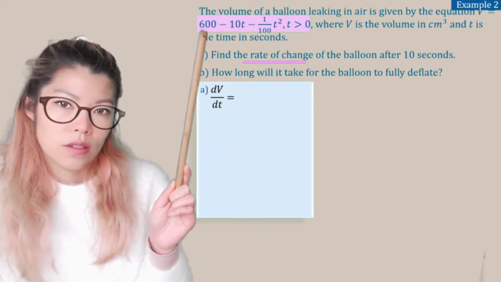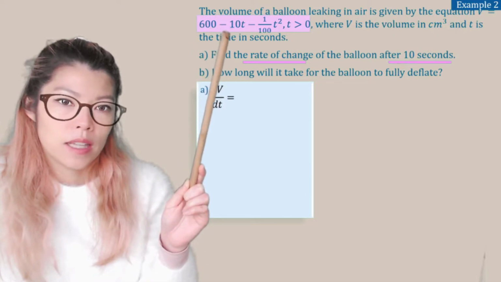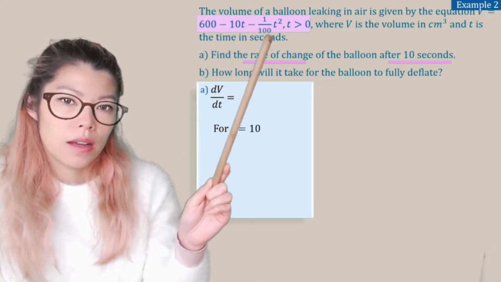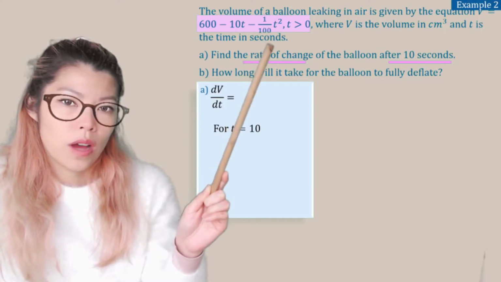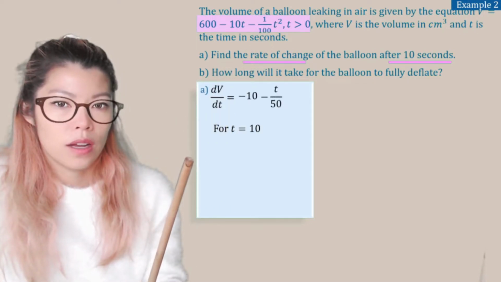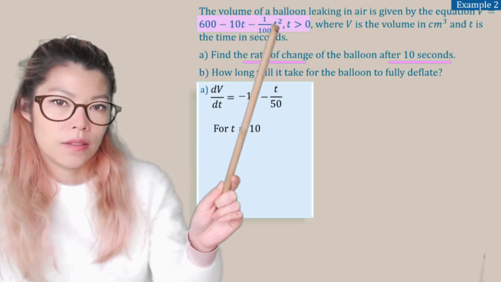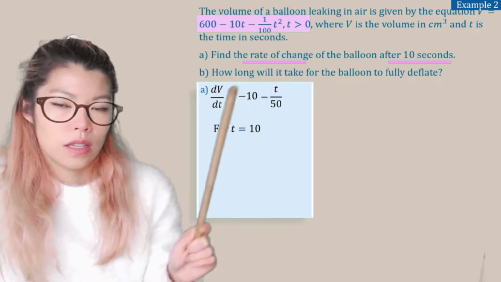So let's do that. The 600 disappeared. We have the minus 10, and bring the 2 down. It will be 2 over 100, which is 1 over 50. T squared becomes t. So that's the derivative.